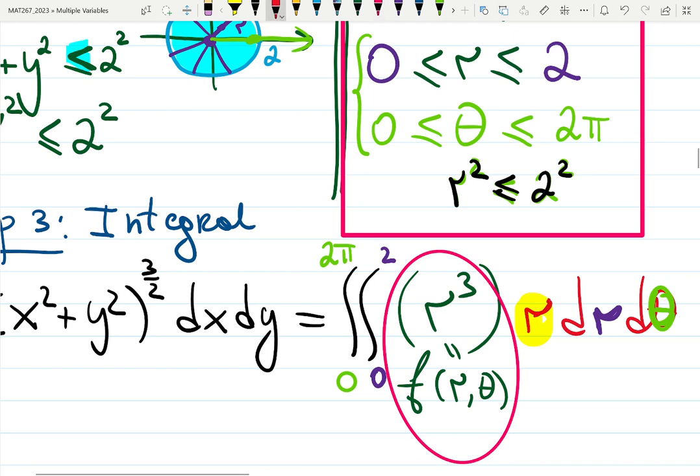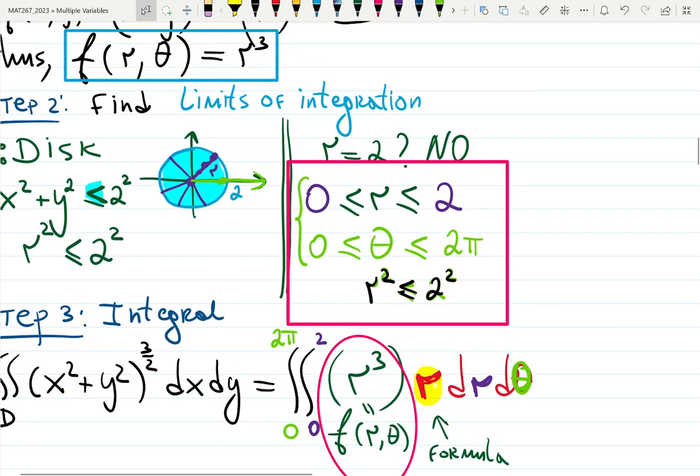R, where did this R come from? Part of the formula. Maybe let me write it down once. That's the formula. R dr d theta. So write down R dr d theta. It's the tail of the polar double integral. But then limits are challenging. You actually have to draw the picture. Usually picture helps you and so on. Find limits of integration. Picture or even just a sketch helps you to visualize what is happening. This is the hardest part.